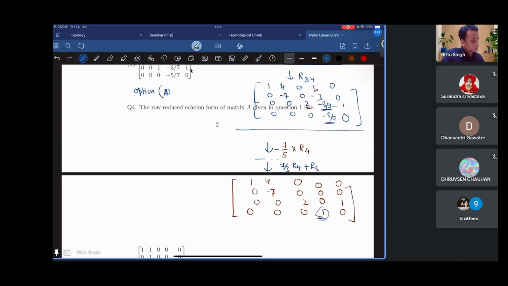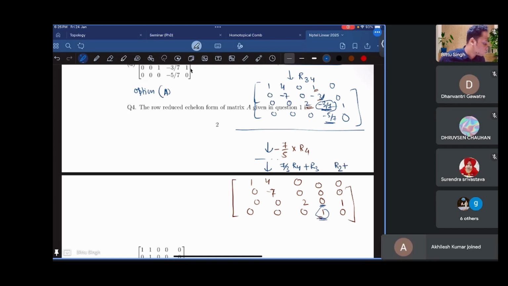Then we can see that this element will be cancelled. That's why we are getting 0. Similarly, again multiply by 3 and add to the second row, that is, R2 becomes R2 plus 3 R1. Similarly, we are subtracting from R1, so R1 minus R4. We have not written the intermediate step because it is not necessary. Just apply this operation so that we get this matrix.